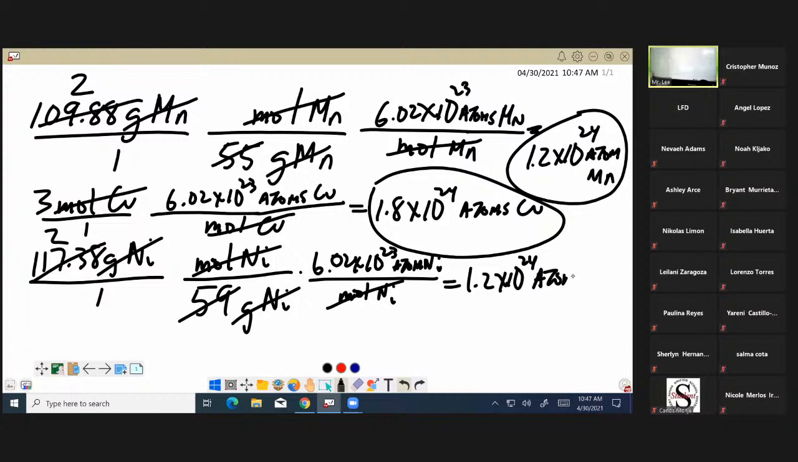Atoms of nickel. Right? So there you go. The first 3. See how quickly we can get those done? So our answers are 1.2 times 10 to the 24th, 1.8 times 10 to the 24th, and 1.2 times 10 to the 24th atoms of nickel.